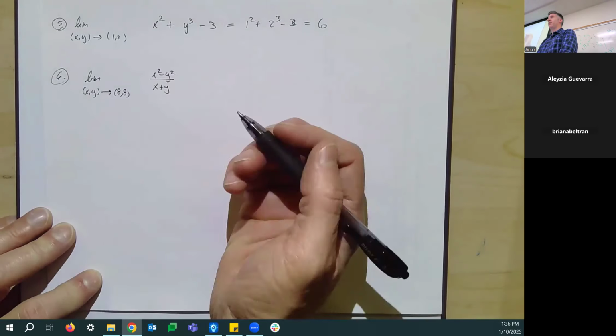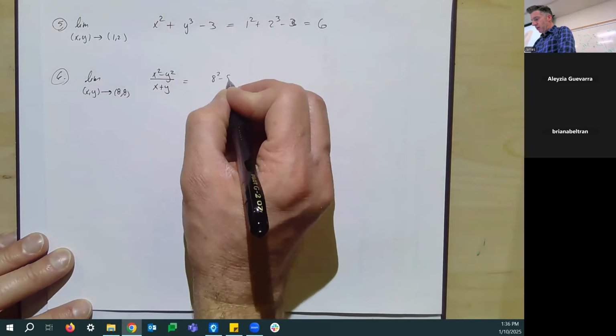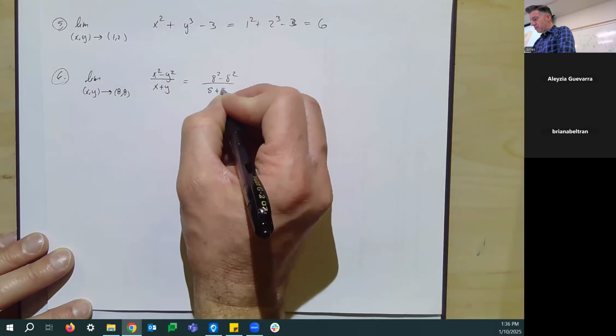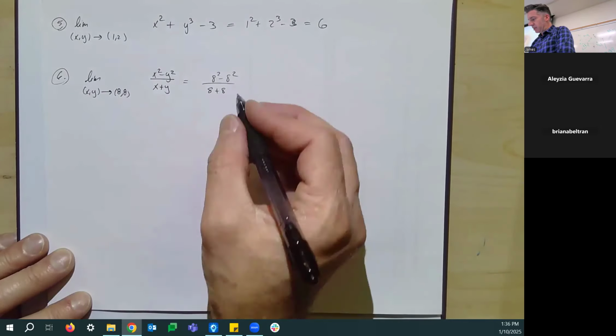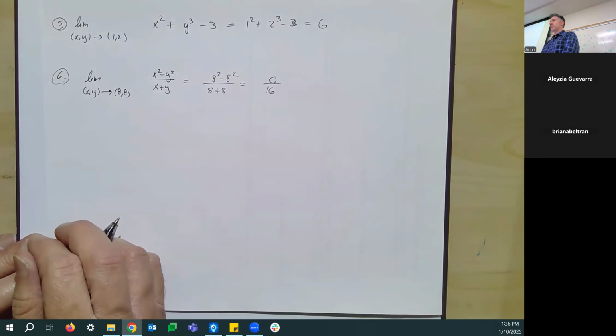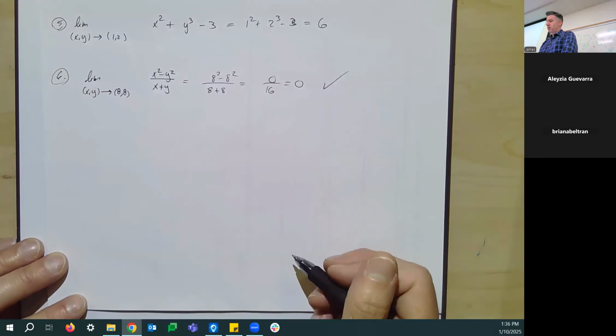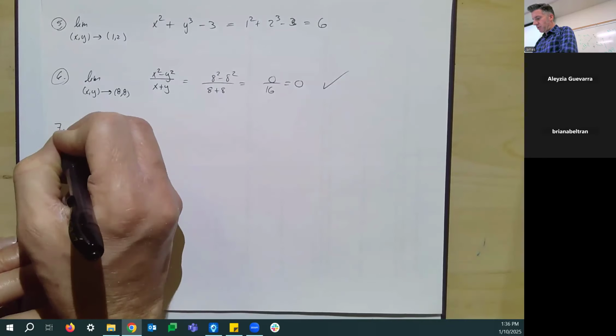If we plug in 8 and 8, what happens? I get 8 squared minus 8 squared over 8 plus 8, which is 64 minus 64. So 0 over 16, and 0 divided by 16 is 0. Check. That's the limit.